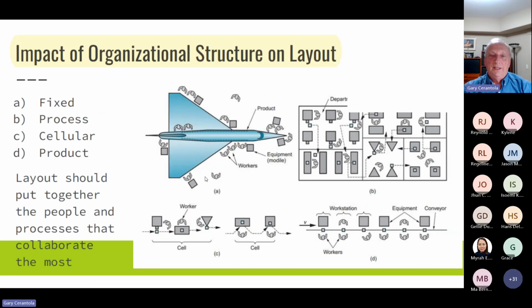So here's another drawing that looks really complicated, but again, the highlight is impact of organizational structure on layout, and I want you to pay attention to this. Layout should put together the people and the processes that collaborate the most. All right, so it's doing the right things right, most efficiently and effectively, and also layout encompasses the process, and out of the process come procedures, come standards, comes measurement. So that's all part that's driven by the structure, and you gotta put that together.